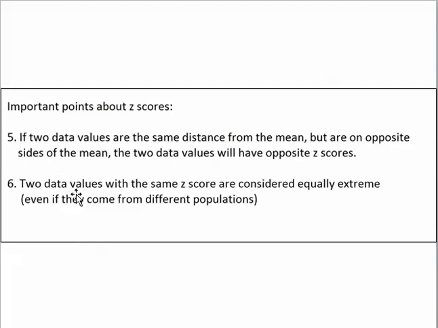Finally, two data values with the same z-score are considered equally extreme, even if they come from different populations. So, a person in one population with a z-score of 3.2 is just as extreme as a person in another population with a z-score of 3.2. Even if two people come from different populations, they're considered equally extreme if they have the same z-score.